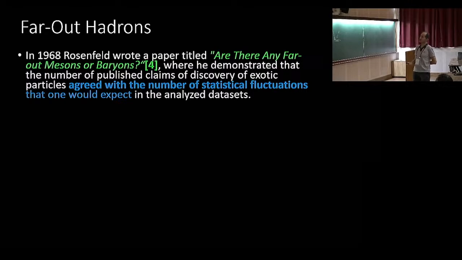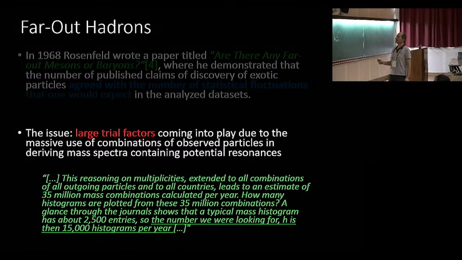So Rosenfeld was looking at the status of the field, and he published a paper titled, Are There Any Far Out Mesons or Baryons? And in it, he demonstrated that the number of claims of new particles agreed with the number of statistical fluctuations that one would expect, given the mass of data that was analyzed, the number of analyzers, the number of histograms that were being looked at. And this meant basically that it might be interpreted to mean that these were all statistical flukes. And it was a problem because theorists were busy looking at these discoveries or fake discoveries. And well, you have to feed the theorists in some way, but okay. The issue here is, of course, the one of large trials factors. We'll get into the trials factors later on. It's called the look elsewhere effect in particle physics. And it's coming from the fact that you are doing hypothesis testing multiple times.